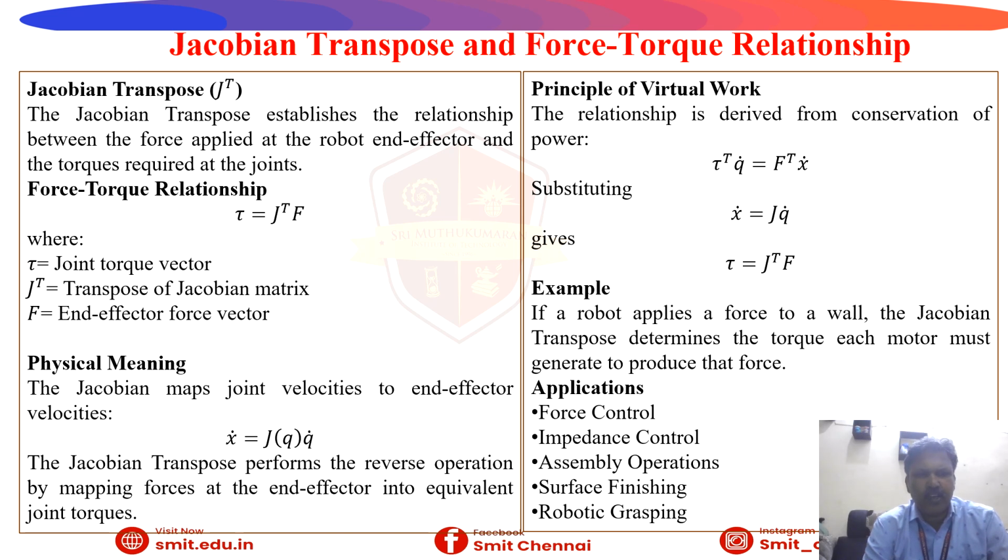Physical meaning: the Jacobian maps joint velocity to end effector velocity, X dot equal to J of Q times Q dot. The Jacobian transpose performs the reverse operation by mapping forces at the end effector into equivalent joint torques. The principle of virtual work: the relationship is derived from the conservation of power. Transpose torque times Q dot equal to transpose force times X dot. Substituting X dot equal to J Q dot, tau equal to transpose Jacobian into F.